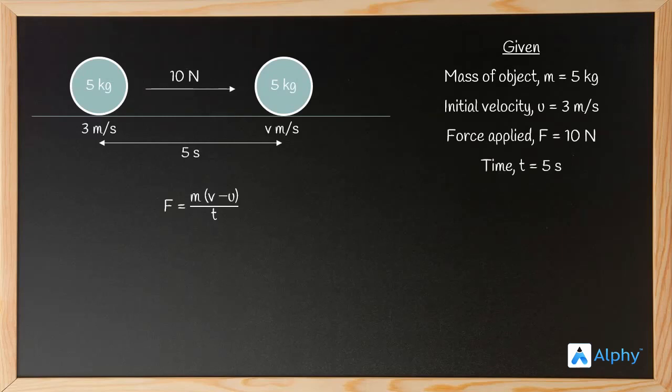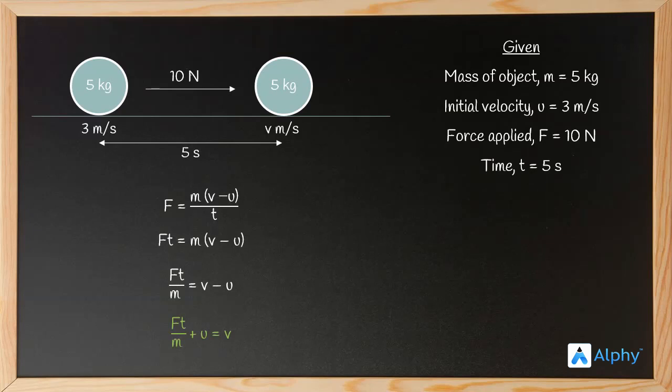But in order to find the final velocity, that is v, we have to reshuffle this formula. If we take t to the right hand side, we get a formula like this. Now we see that m is common on the right hand side, so let us shift m to the left hand side. Since we have to obtain v, we shift u to the left hand side as well. So we obtain Ft by m plus u is equal to v, which is the final velocity.